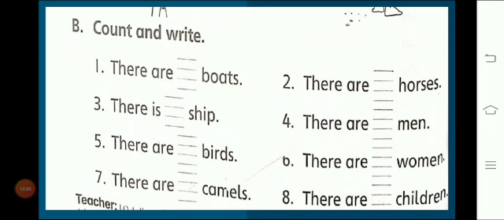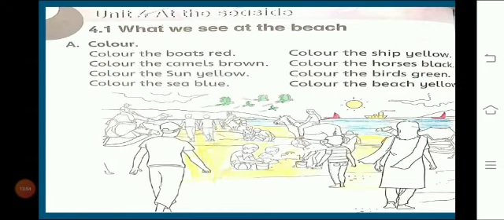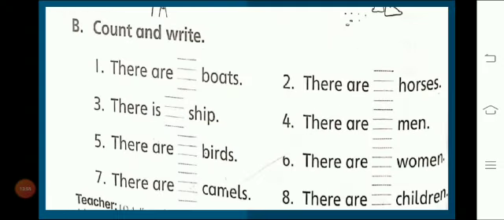There are dash men. There are dash birds. There are, now again a blank, women. There are blank and camels. Again, the last one, there's a blank and children. So watch this picture carefully and fill these blanks: how many boats, horses, sheep, men, birds, women, camels and children are at the beach.